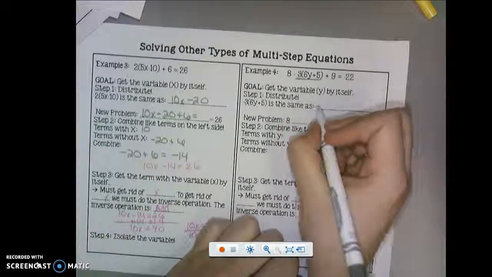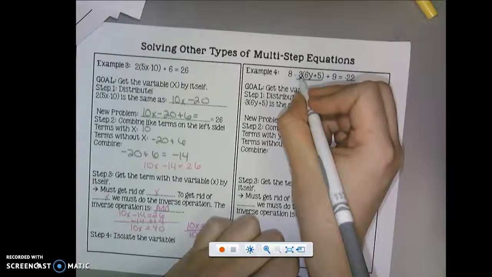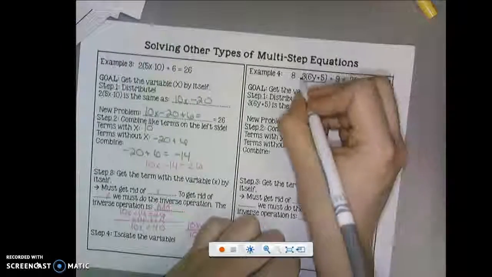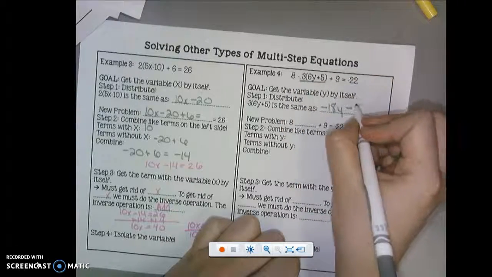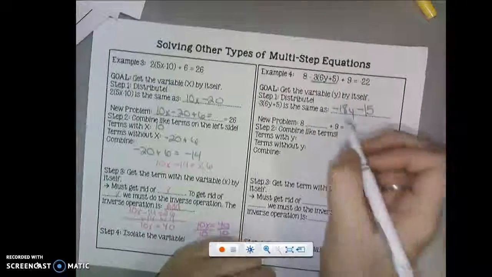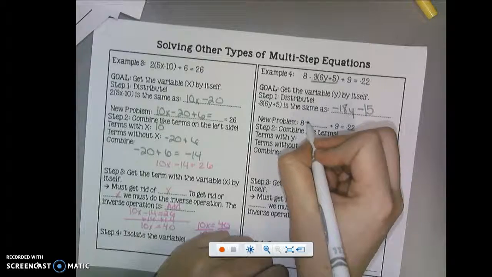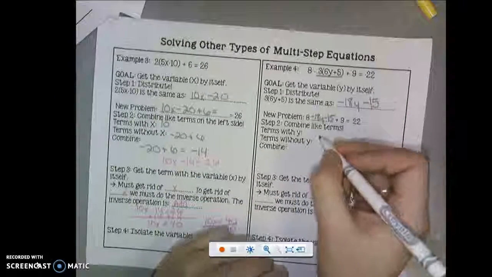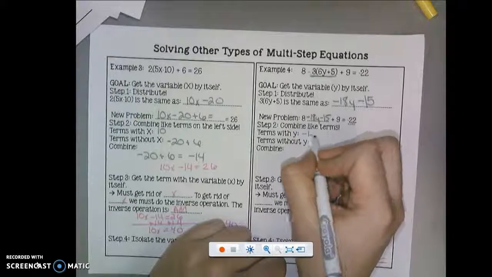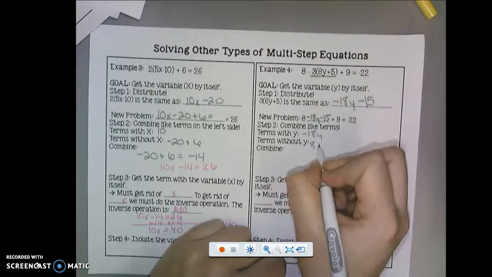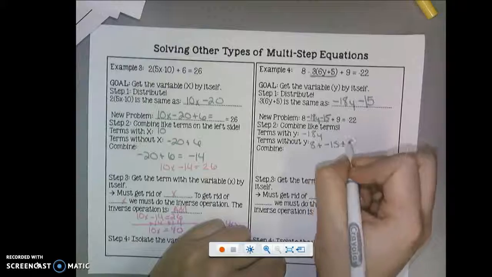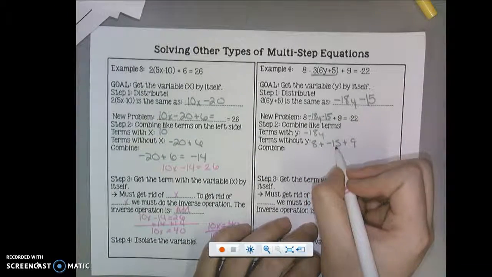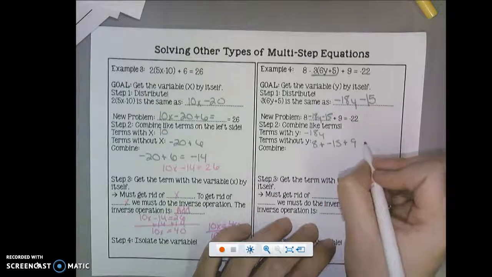Last one. So we want to distribute first. That's going to be our first one. So it's going to be negative 3 times 6y, which is negative 18y. Negative 3 times 5 is going to be negative 15. And now we're really going to multiply negative 3 times negative 8 minus 15 plus that 9. And we have to combine our like terms. So we have negative 18y, we have an 8 plus a negative 15 plus a 9. Well, let's combine those. 8 plus negative 15 would be negative 7. Negative 7 plus 9 would equal 2.